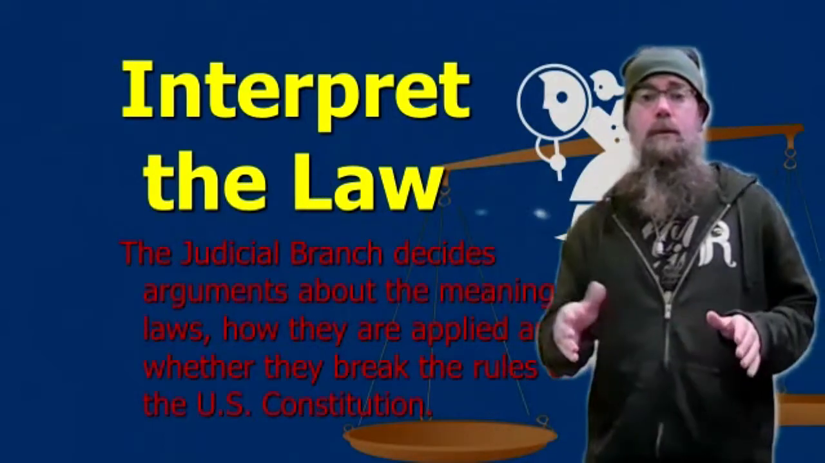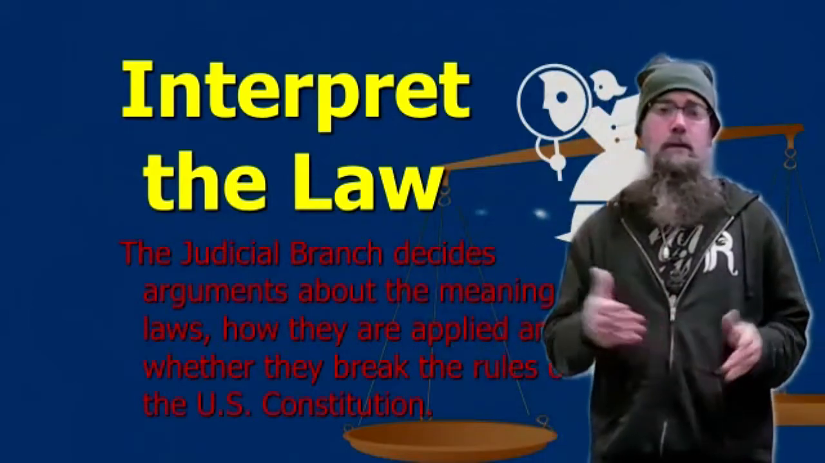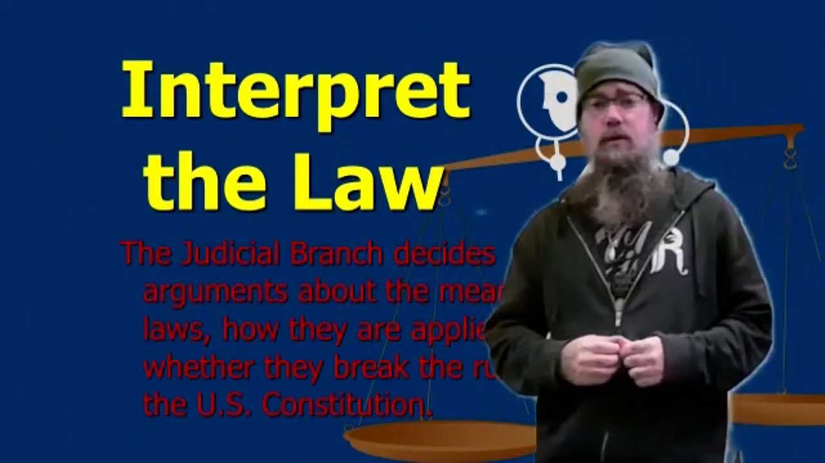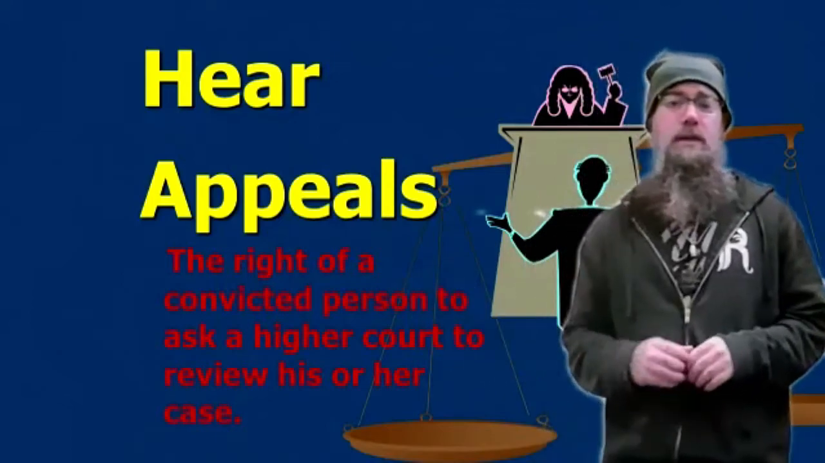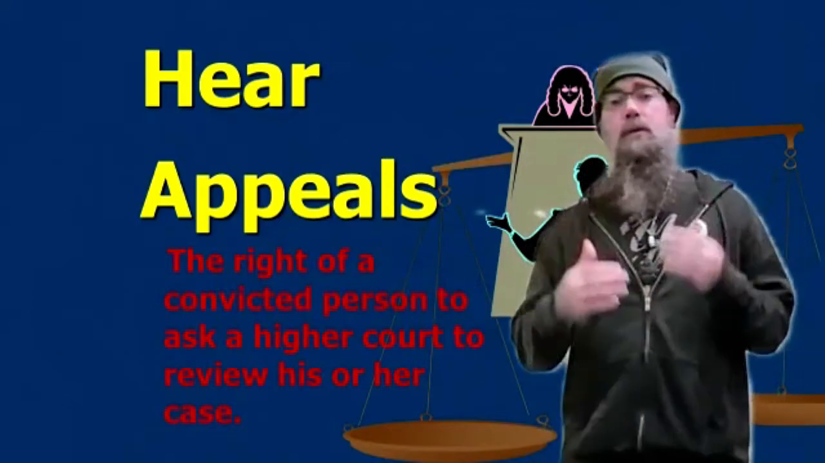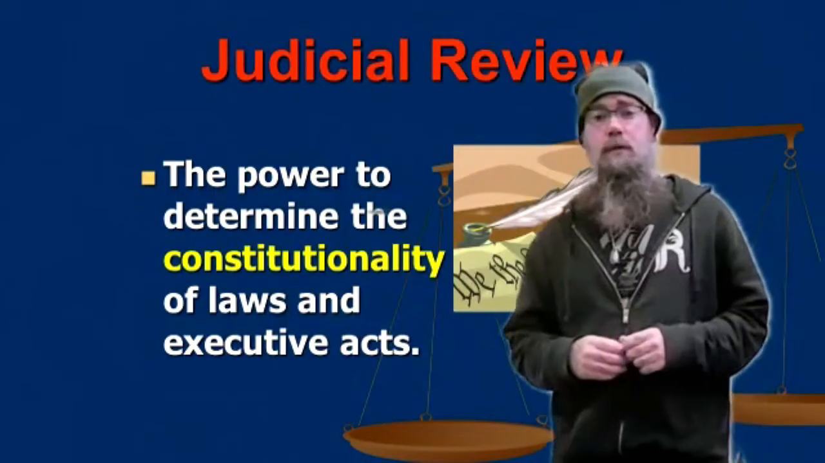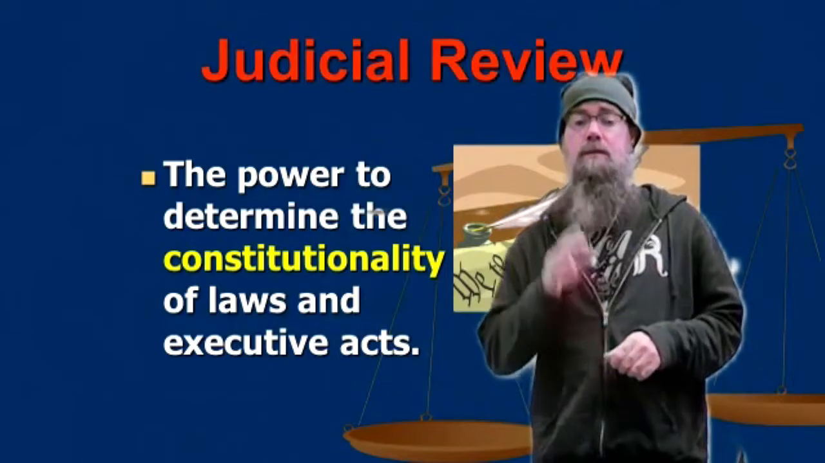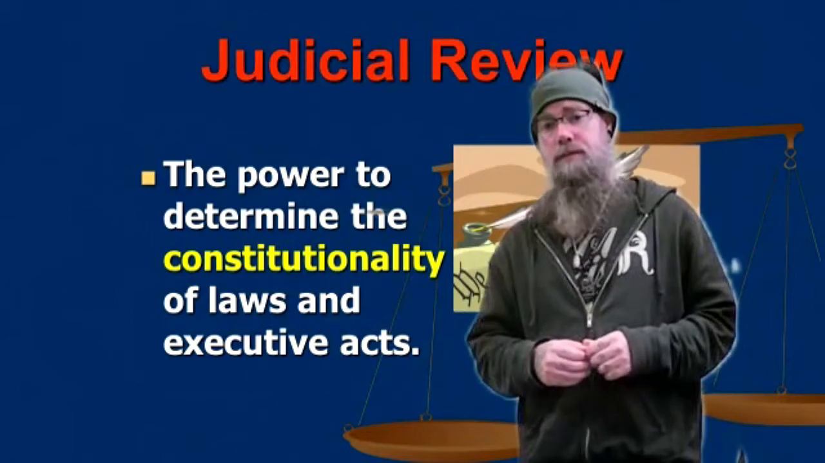Interpreting the law, the judicial branch decides arguments about the meaning of laws, how they are applied, and whether or not they break the rules of the U.S. Constitution. And they hear appeals. And appeals is the right of a convicted person to ask a higher court to review his or her case if they don't like the lower court's ruling. And judicial review, this is the power of the court to determine the constitutionality of laws that are made and executive acts made by the executive branch of government.